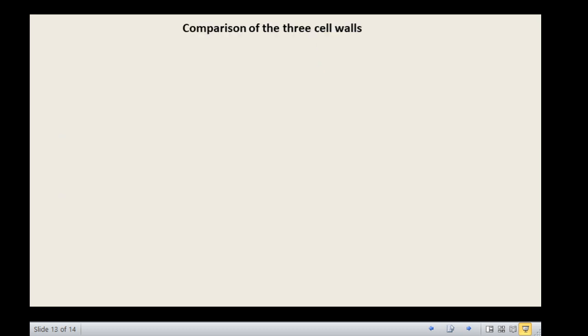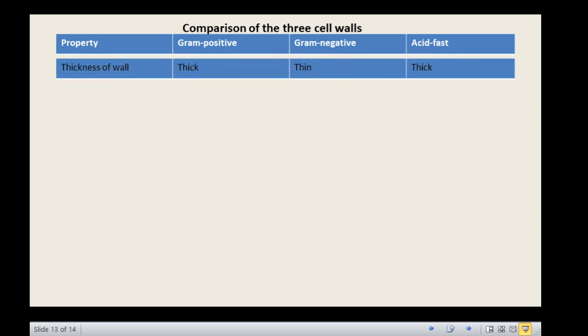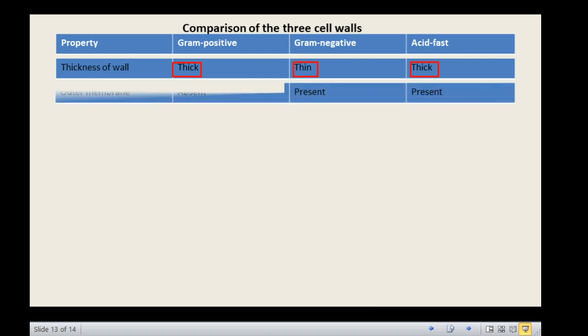Having studied all the three cell walls, let us now discuss and compare the three types of cell walls that we have just studied. If we consider the thickness of the cell walls, the gram-positive cell wall is very thick, about 20 to 80 nanometers thick. The gram-negative cell wall is much thinner with 10 nanometer thickness, and the acid-fast cell wall is also considered to be thick. The second important feature is the outer membrane, which is absent in the gram-positive cell wall and present in both gram-negative as well as acid-fast cell walls, though the composition is different.